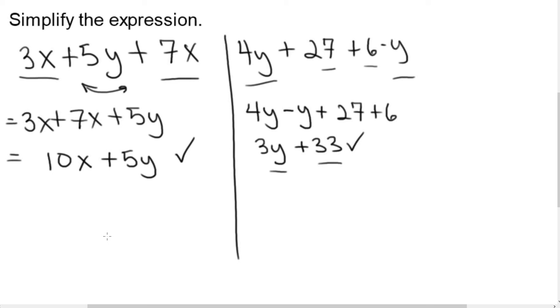In the next example we did the same thing. The only difference is we had a negative y, and so we had to remember that the coefficient of negative y is negative 1. So when I combine 4y to a negative y, I get 3y. Combine the real number terms. All real numbers are like terms, so I can combine 27 plus 6 to get 33.